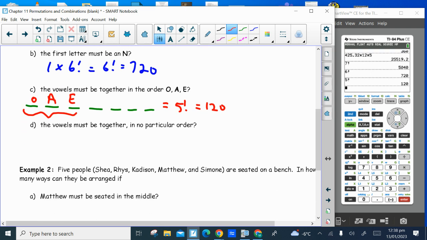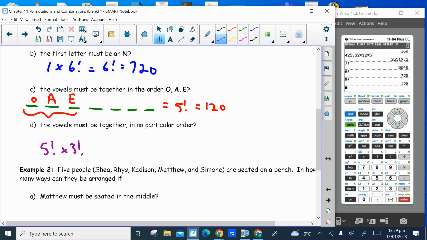Now for part D, it's similar. It says the vowels must be together, but in this case, in no particular order. So we would start the same way we started question C, meaning that the O, the A, and the E have to stay together. They count as one object to be arranged, plus the other 4 gives us 5 factorial. However, now you also have to multiply by 3 factorial, and that 3 factorial represents the number of ways that the O, A, and E can be arranged amongst themselves. It says in no particular order, so they can be in any order. There are 3 letters there, and they could be arranged in 3 factorial ways.